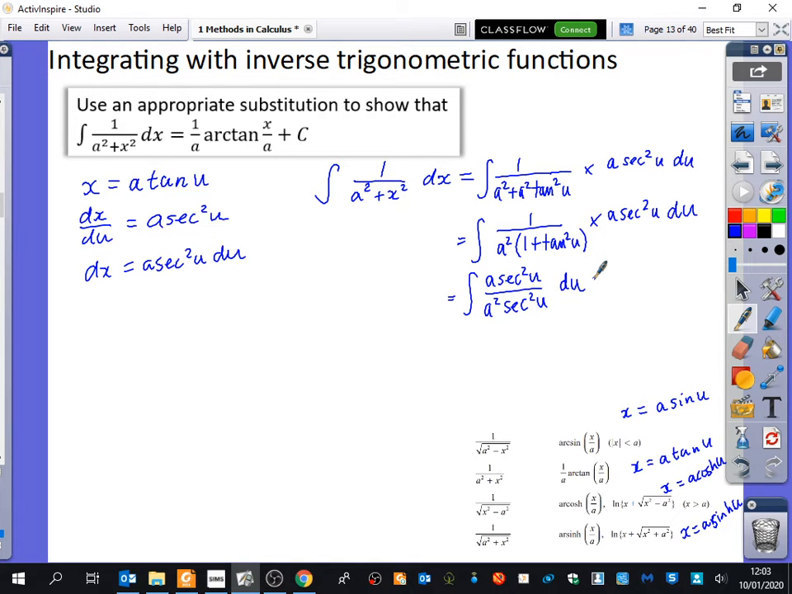So the a will cancel out, so this will all simplify to 1 over a du. What does 1 over a integrate to? It's not minus 1 over a squared, because it's with respect to u. It's just 1 over a times u, or u over a, plus c.